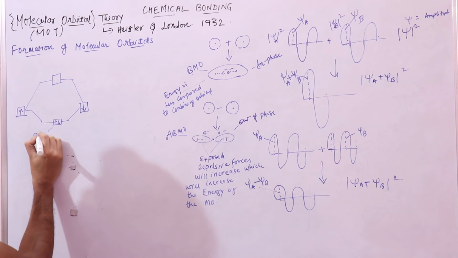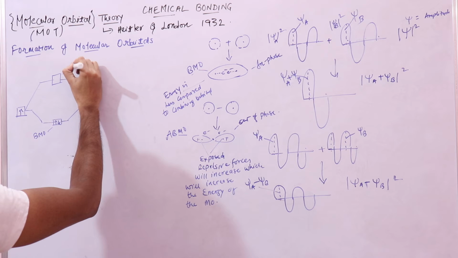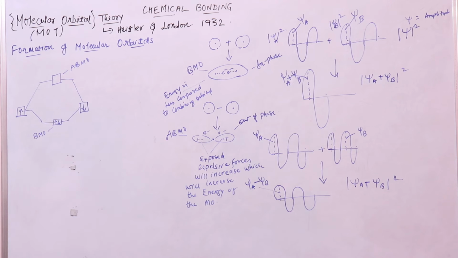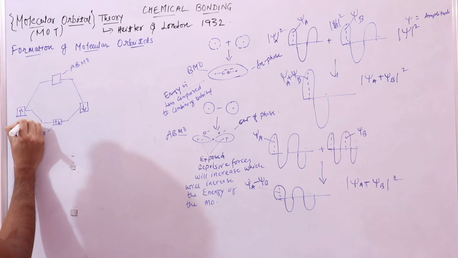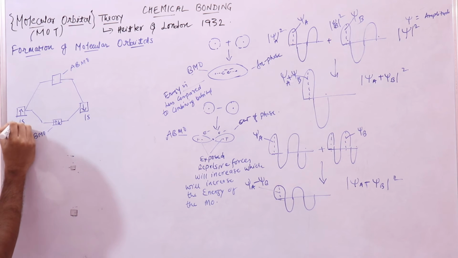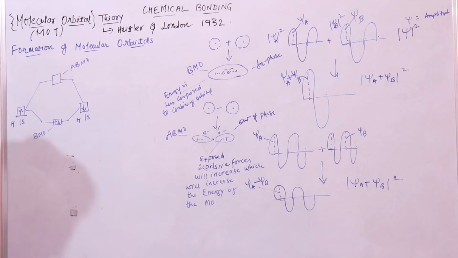This represents your bonding molecular orbital. This represents your antibonding molecular orbital, right? This is your 1s, this is your 1s, right? Let's take the example of hydrogen. Say this is hydrogen. Both these are hydrogen orbitals, right?